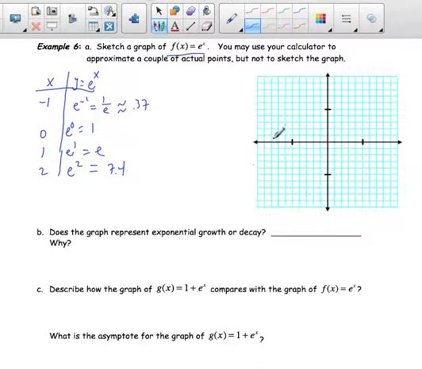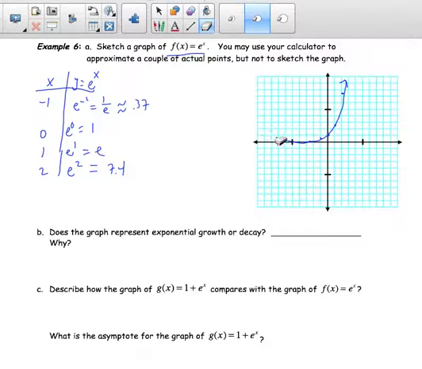Okay, so let's sketch this graph. So negative 1, I've got 0.37, when x is negative 1. When x is 0, it's at 1. When x is 1, it's at e, which is 2.7. When x is 2, we're way up at 7.4. So 5, 6, 7.4. And then we'll try to make a nice smooth curve going through these points.